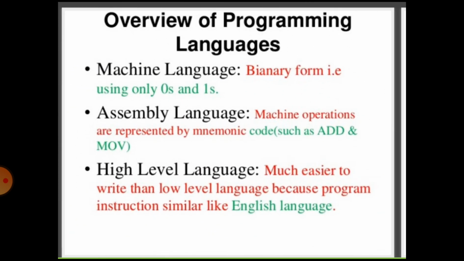In this lecture, here is an overview of programming languages. We need to know the language overview. It is not related to the syllabus, but you should know. There are three types of languages. The first language is machine language, in binary form, that is 0 and 1. The second is assembly language, where machine operations are represented by mnemonic codes like add and move. The third is high level language, like Python, which is our high level language. It is much easier to retain, and unlike low level language, the program instructions are similar to the English language.